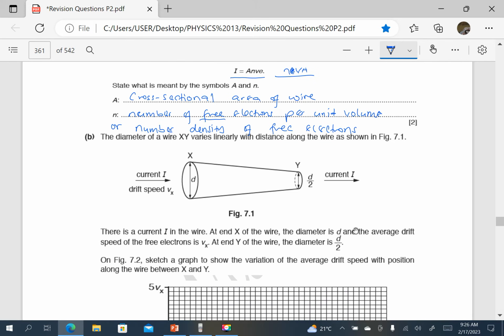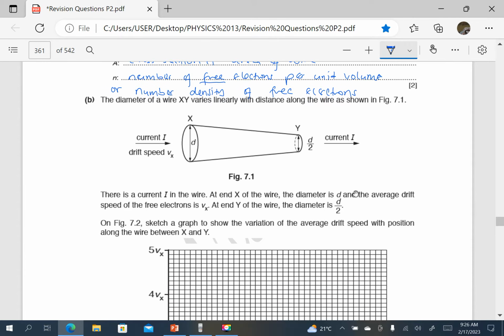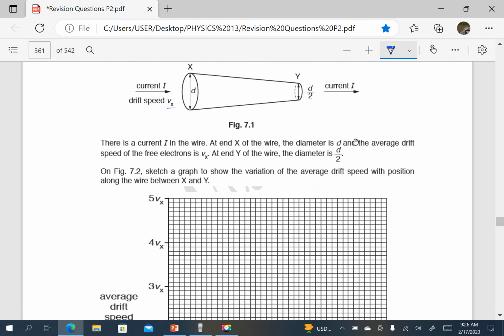Part B. The diameter of a wire XY varies linearly with the distance along the wire as shown in the figure. Current I, drift speed vx, that is at end X, and we have the same current I, diameter d over 2, there's no drift speed given there. There is a current I in the wire. At end X of the wire, the diameter is d, and the average drift speed is vx. At end Y, the diameter is d over 2.